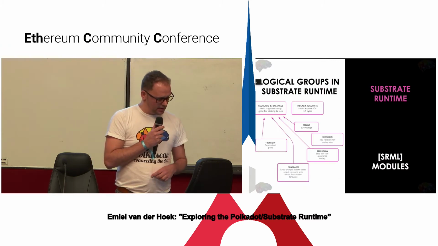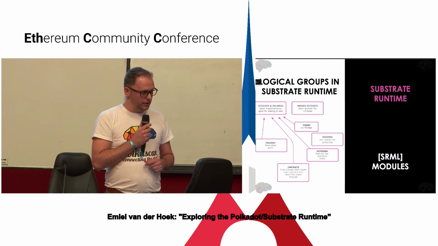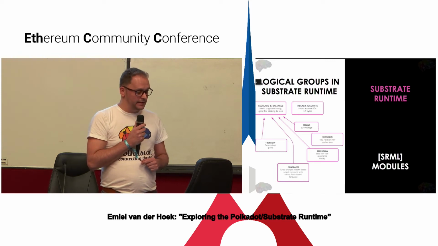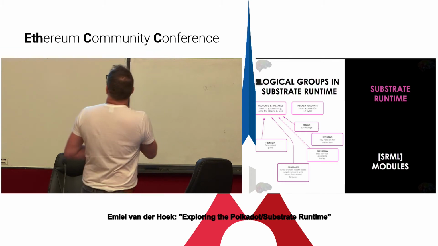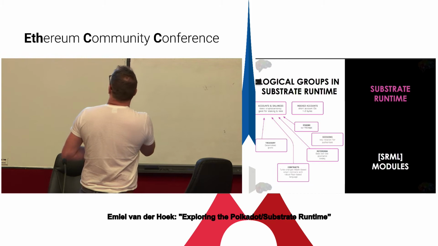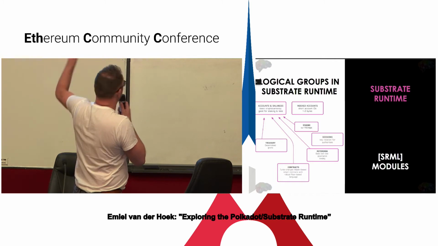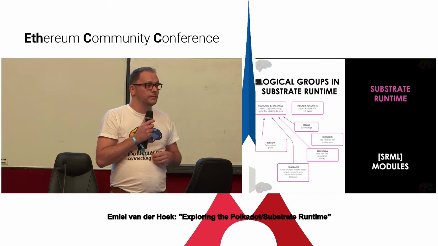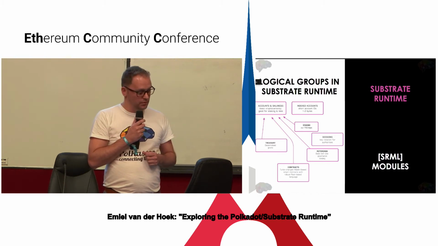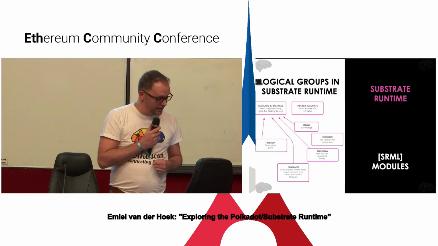We've heard this a couple of times before as well: SRML, Substrate Runtime Module Libraries. These are basically logical groups within the Substrate runtime. So we can see that there is a runtime module for accounts, for balances, for treasury, even for smart contracts. So if your Substrate runtime is built with the contracts module, then the Substrate chain you built has smart contract support.